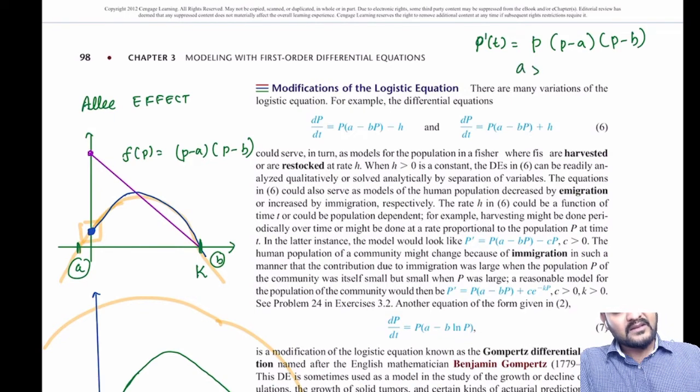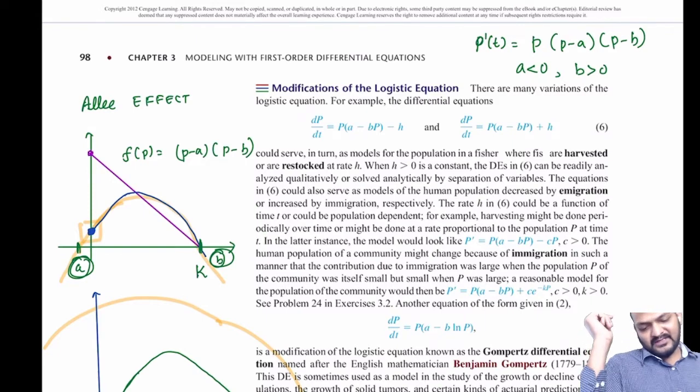So let me write it down. A is a negative number that corresponds to this, and b is a positive number that corresponds to this, and the b over a is your carrying, no, in this case that may not necessarily be the carrying capacity. I think in this case the b would be kind of your carrying capacity, by the way. Yes, the b would be your kind of carrying capacity. Anyway, for sake of simplicity, let's take the b as our carrying capacity.